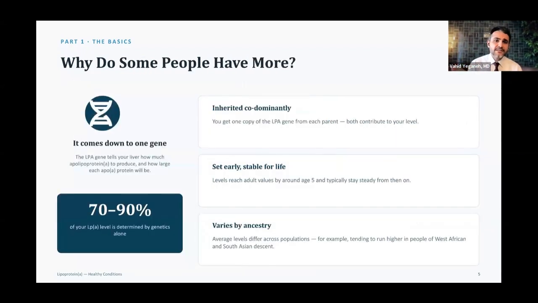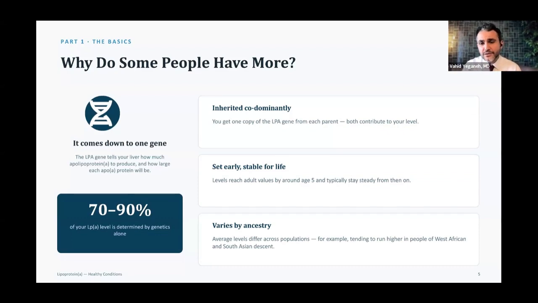This is essentially anywhere from 70 to 90% genetically determined. What that means is you could do everything perfectly your whole life as far as lifestyle is concerned, and it's not really going to impact to any considerable degree the level of your Lp(a). The quantity of Lp(a) we have stabilizes at around age 5, so from when we're kids, and it remains stable throughout our life.